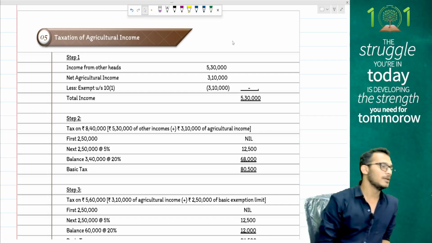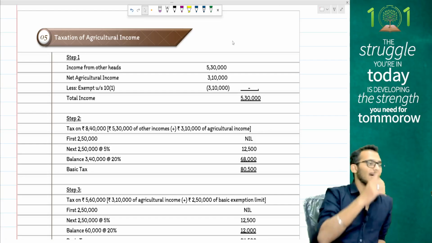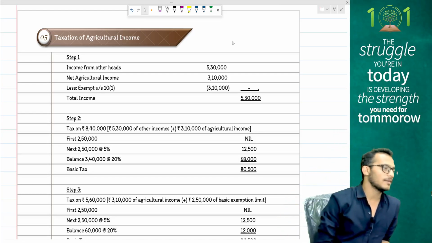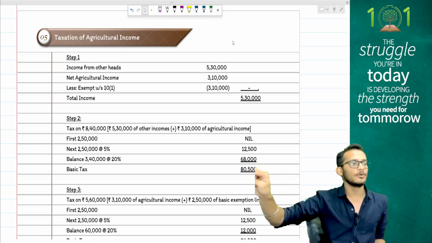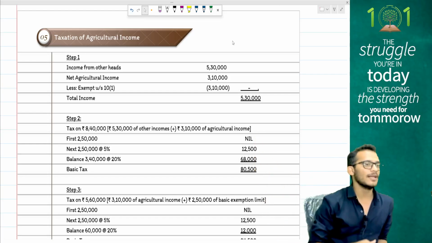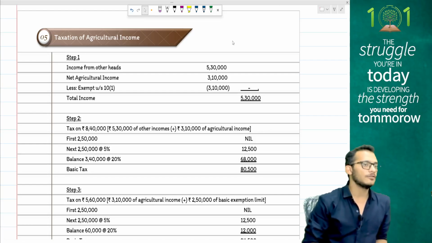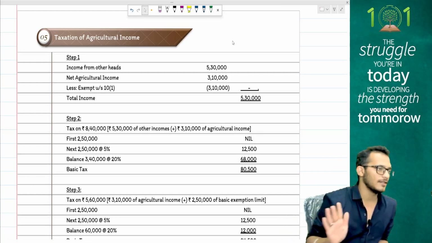Be careful, people. If you get a question in exam which says salary computed as per alternate regime, and the question says compute tax as per default regime, you will then claim extra 25,000 to move it to default regime. That is the only difference you need to keep in mind.